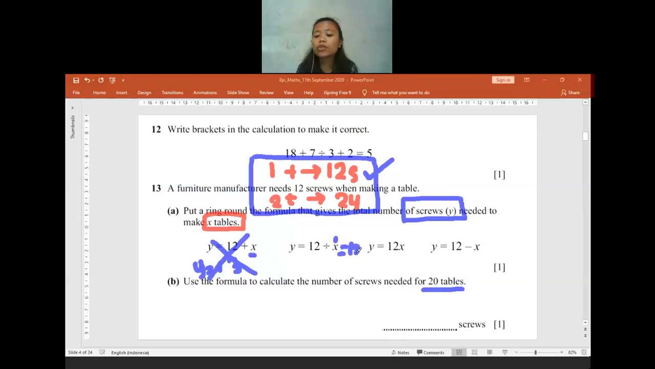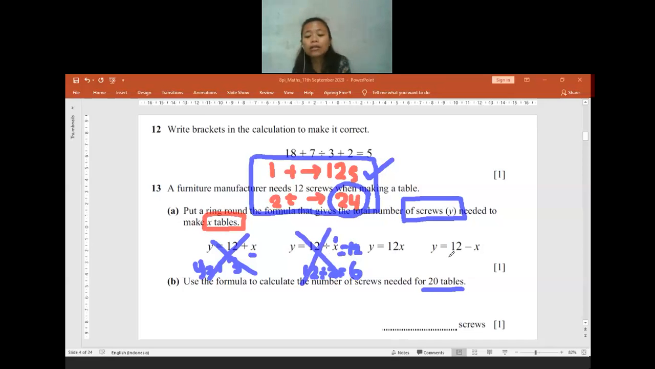But now I have to check also for the second table. 12 divided by 2, will the answer equal 24? It says when we make two tables, we'll be needing 24 screws. So it means the second one, when I do 12 divided by 2, the answer is 6. 24 and 6, they are different. So no, the second equation is still wrong.